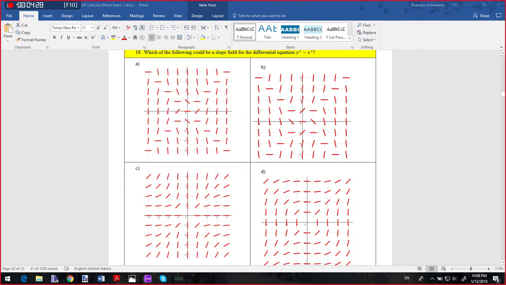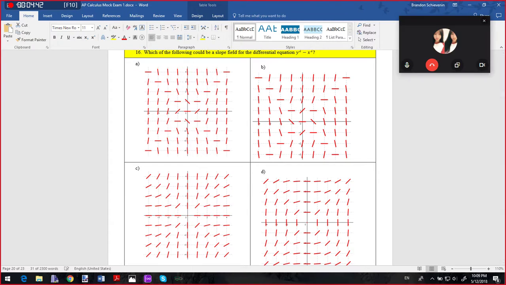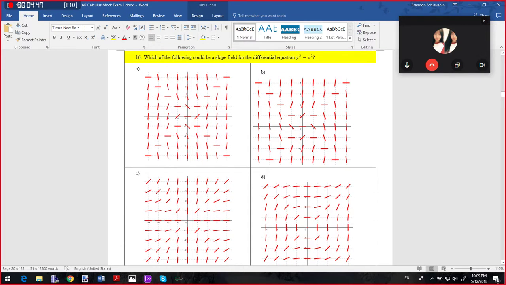I want to know which of these could be a slope field for the differential equation y squared minus x squared. So if I have y squared minus x squared, what are some of the features that you would look for? When is the slope equal to 0? Okay, when will the slope be equal to 0 for y squared minus x squared? When the x value and y value are the same.